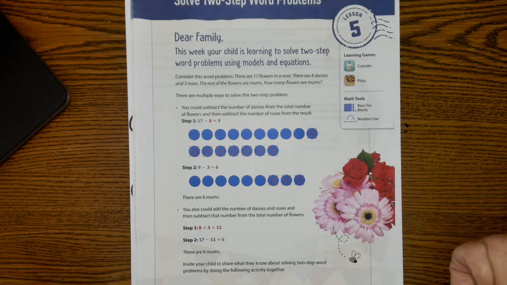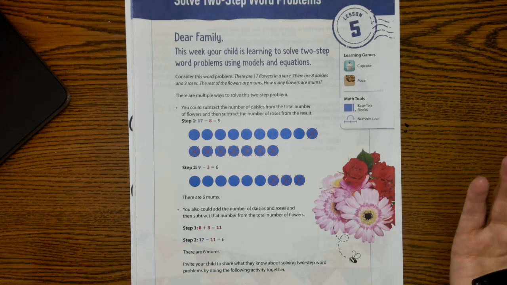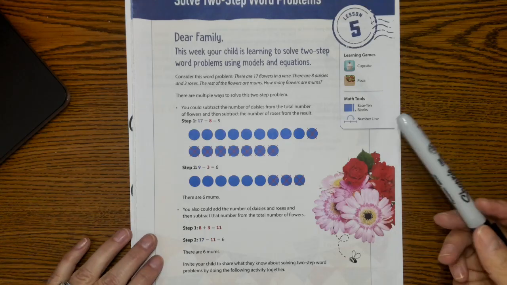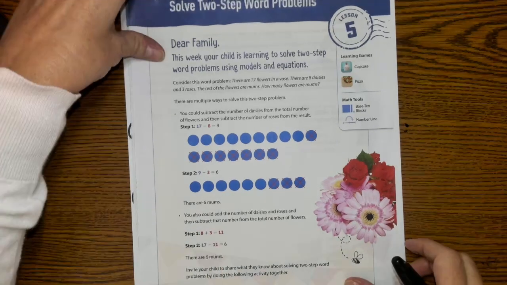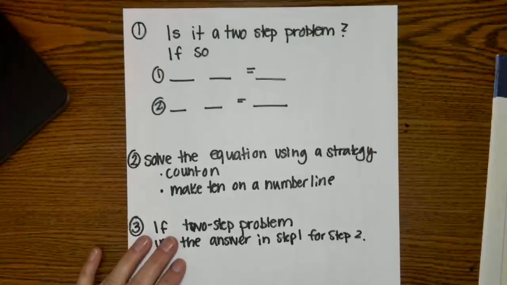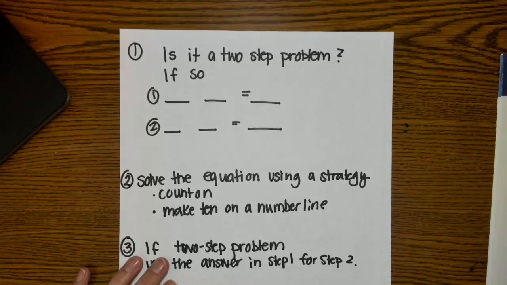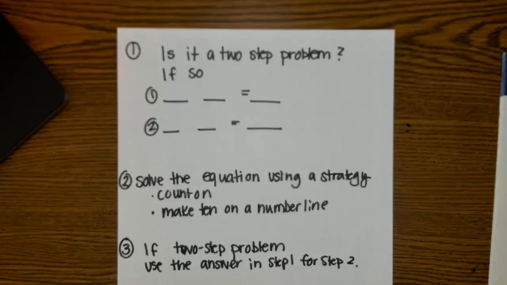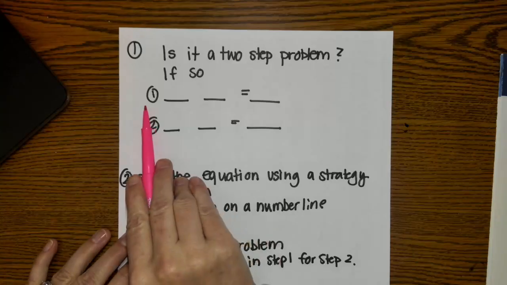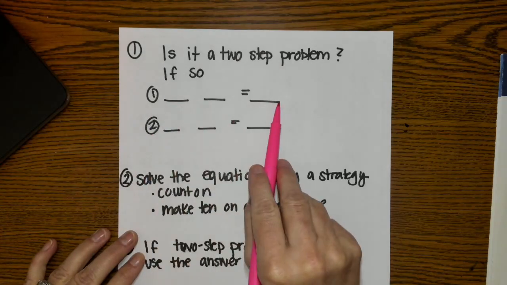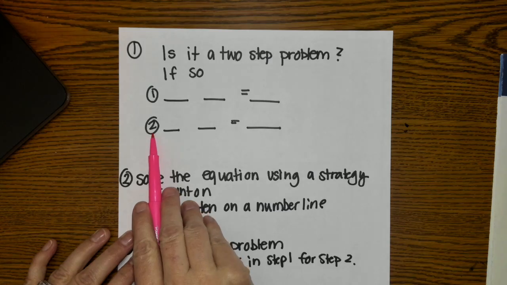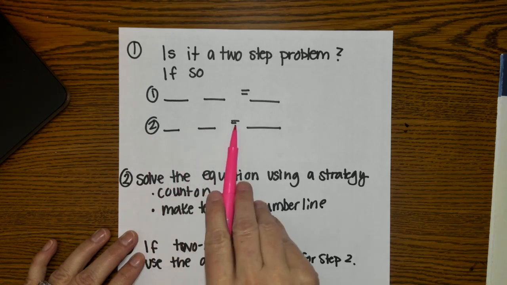I do want to try to get them away from using pictures a little bit, because then they always just want to use pictures. So I've taught them this way. If it's a two-step problem, write step 1, line equals line. And then this will be for step 2, line equals line.